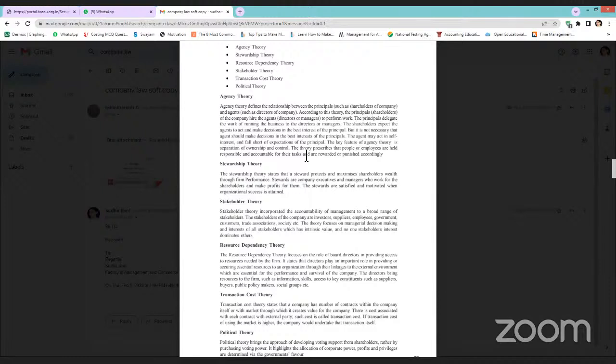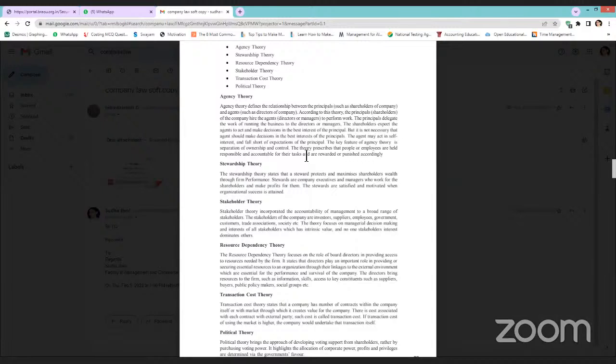That means these directors, who act as stewards of the company as per this theory, must always act in the interest of the organization. Protecting the shareholders' interest and maximizing their wealth must become the major aim of the directors. That is what stewardship theory says. So who are the stewards here? Company executives and managers. They must always think about the benefit of the shareholders, direct their efforts in such a way, and make sure that they make profits for the shareholders.